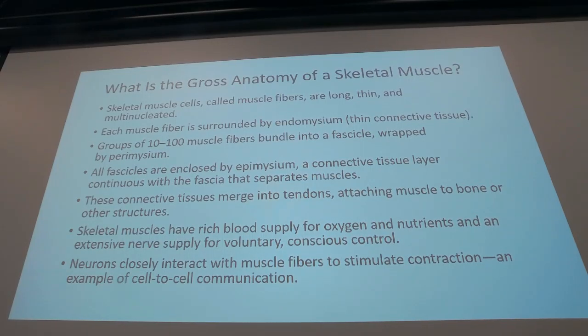Now the epimysium itself, the outer layer of the muscle, will merge with tendons. Tendons, if you remember, are dense regular connective tissue. And these tendons will be the ones that fuse to the periosteum so that you can have an insertion of this muscle into the bone.